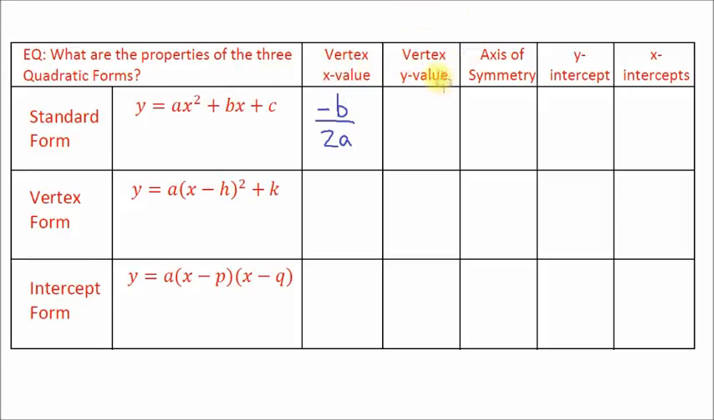All right, well, how do we find the y value? That's pretty easy. The function, we know how to deal with the function. If we know the x value of the vertex, all we do is plug it in to find the y value. So for here, we're going to plug in the x value and find y. And y is going to be our y value.